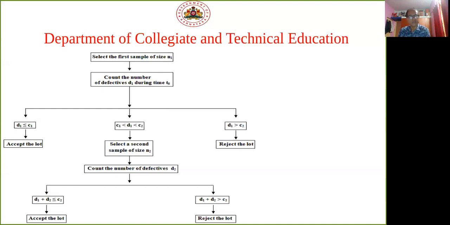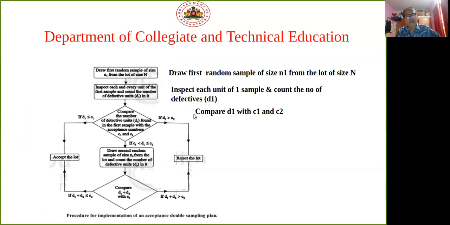Next, in the second sample, count the number of defectives D2. While comparing D2, you need to take the defectives in the first sample, D1, and add D1 plus D2. We combine D1 and D2. If D1 plus D2 is less than or equal to C2, then we accept the lot. If D1 plus D2 is greater than C2, then we reject the lot. So that is about the acceptance sampling plan.